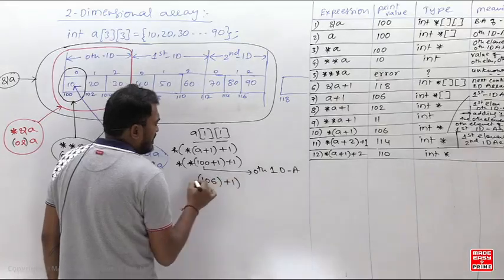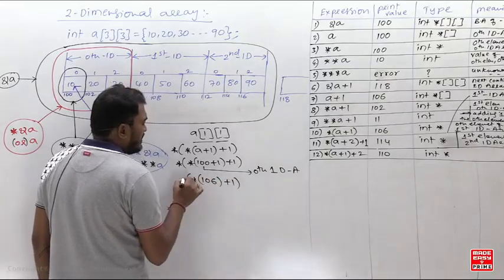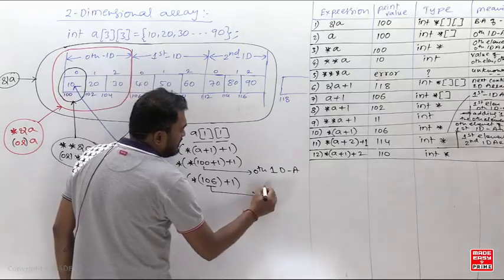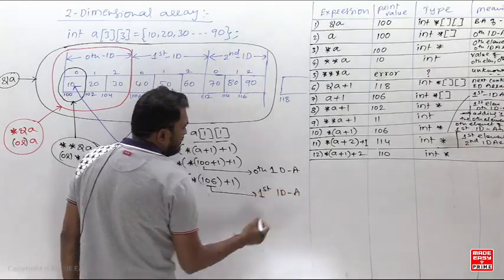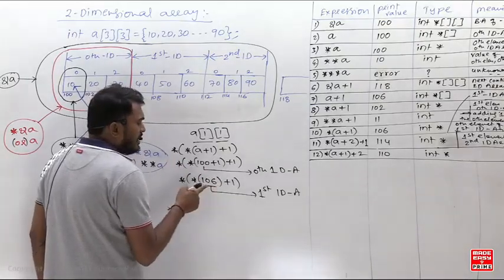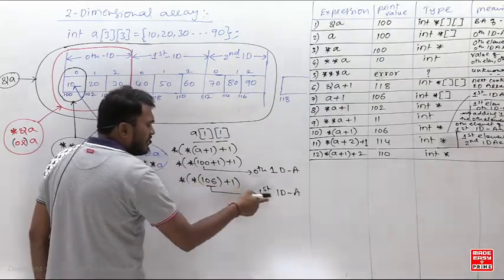106. Okay, look at here, star of A plus 1. Now what is this 106 here? Now it is pointing to the first 1D array. Listen carefully. 106 means pointing to the first 1D array.